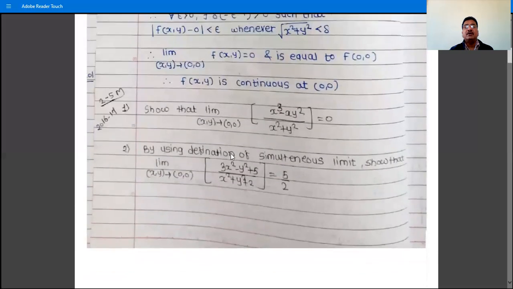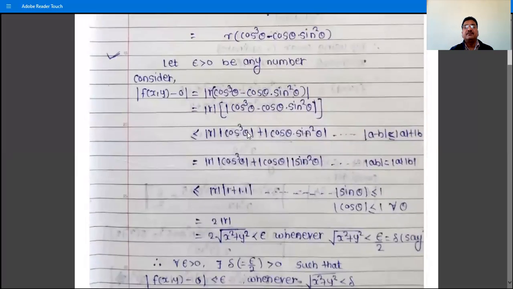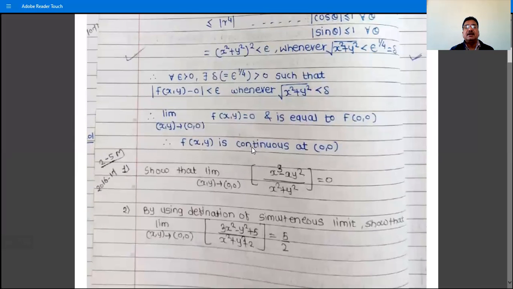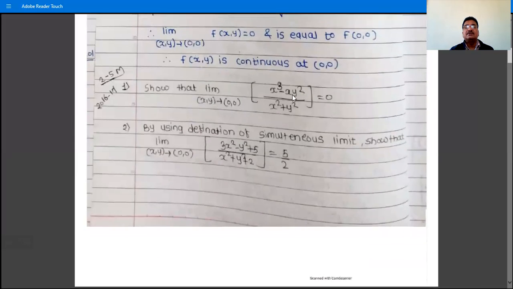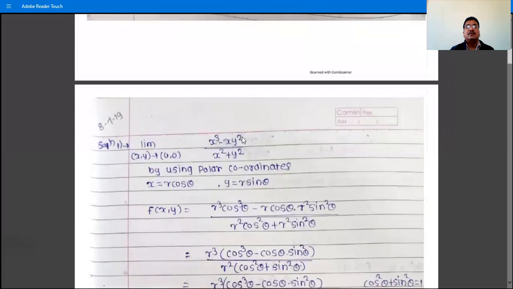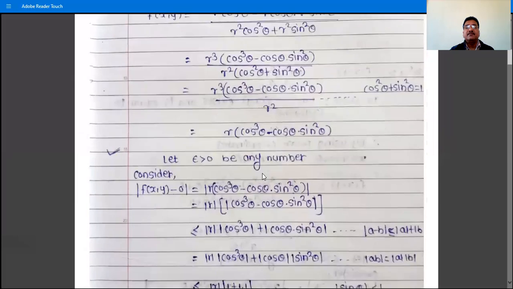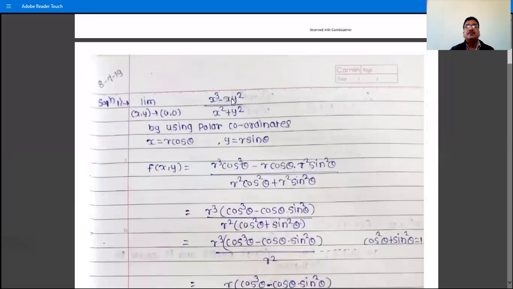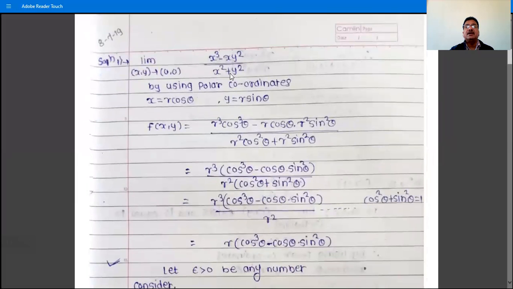Now the next problem is what? The next problem is 5 by 2. I have to show the limit is 5 by 2, the answer of the next problem. So write the answer of this problem by using polar coordinates. x cube, x minus xy square, over x square plus y square.